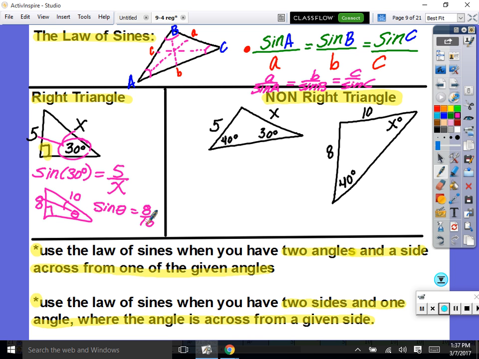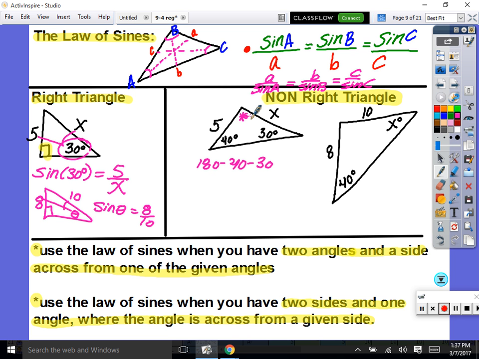And once you see how the law of sines works, you'll be able to say, oh, the law of sines doesn't work in this case, so I must be using the law of cosines. So if you have two angles and a side where the side is across from one of the given angles, then you will use the law of sines to solve for missing sides. Now, can't I find this angle really easily? 180 minus 40 minus 30. If necessary, I could find that angle.